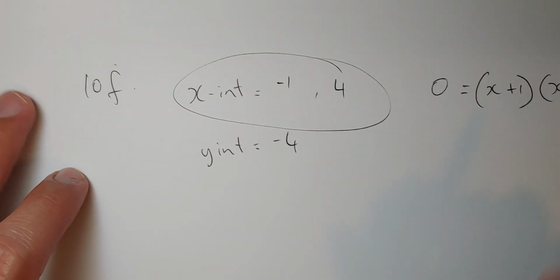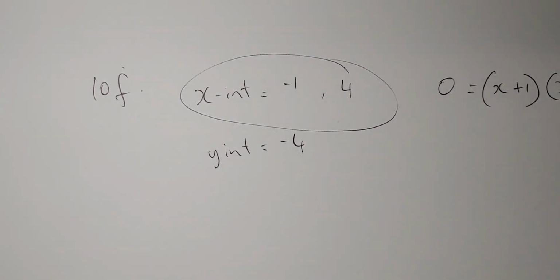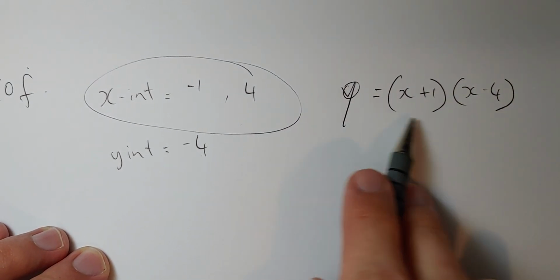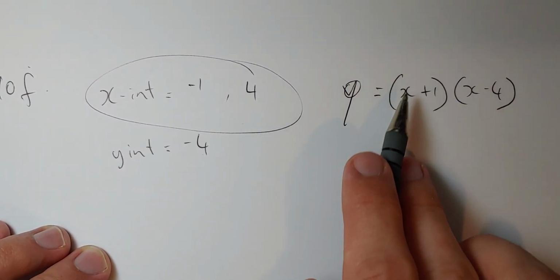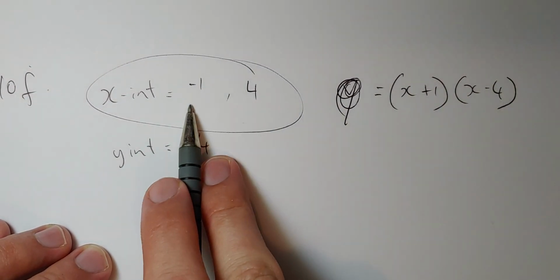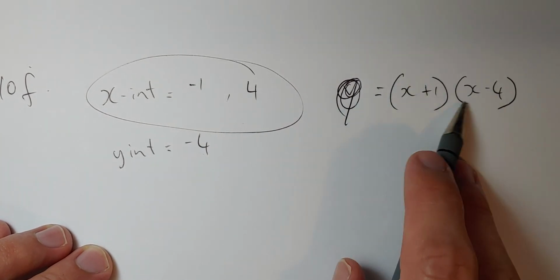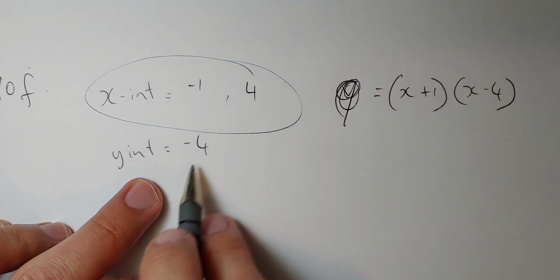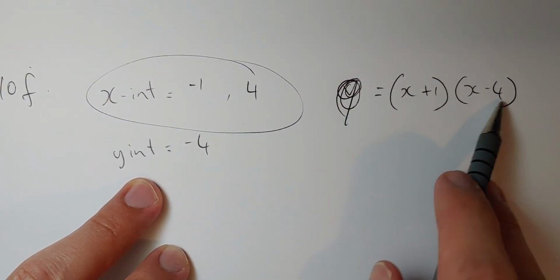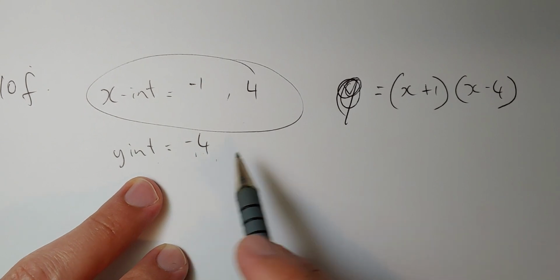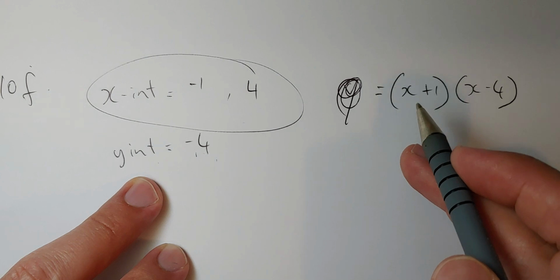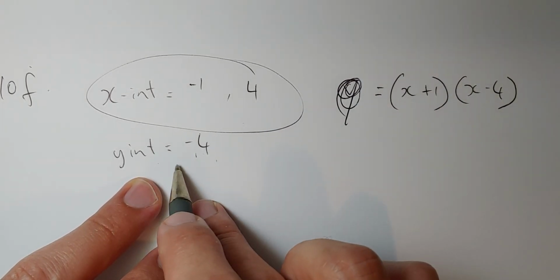All right, I'm sorry, let me just move that over. So this equation, y equals x plus 1, x take 4, when y is 0, x must be -1 and x must be 4. So the intercepts work. But does this equation, y equals x plus 1, x take 4, give us the intercept at -4? Well, let's substitute x as 0, because that's when y is intercepted.